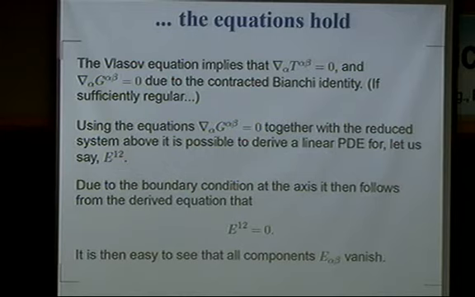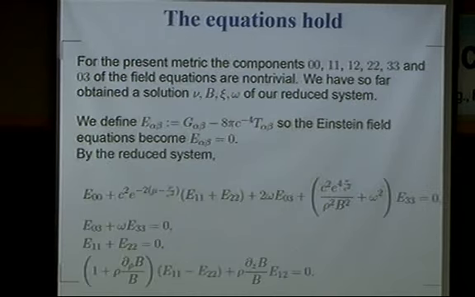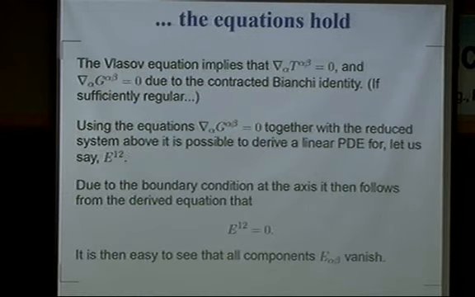Using the boundary condition at the axis, it follows that this is actually 0. And therefore, we can go back and see that each component actually vanishes. So originally, we only knew that we had this, but we want to say that E00 is 0, E11 is 0, E22 is 0, and so on, in order to say that all equations hold.